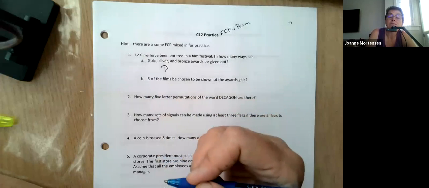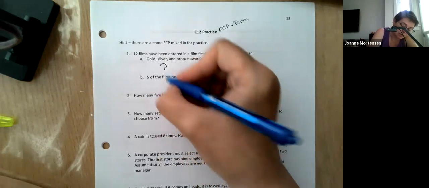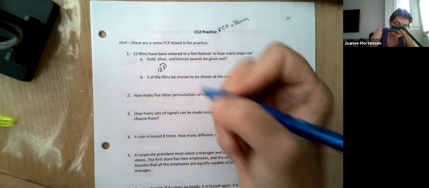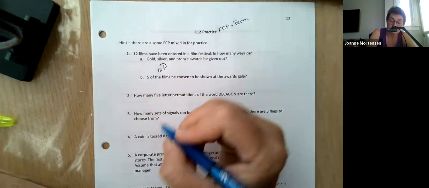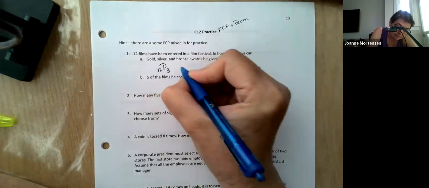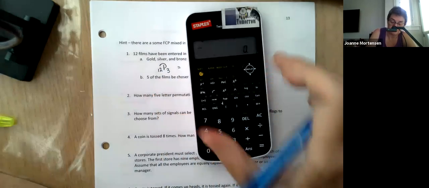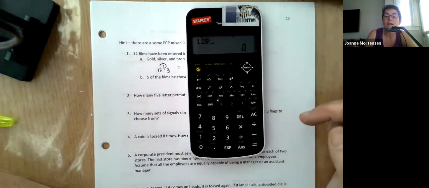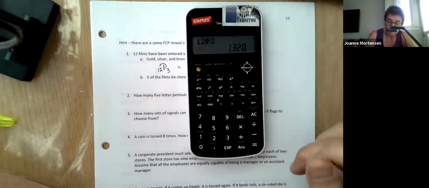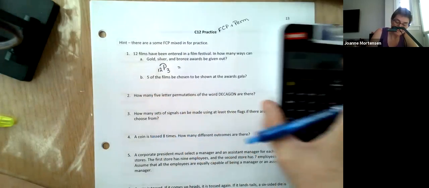How many films do we have to pick from? All right, 12. That's going to be our first number. That's our N. And how many are we actually awarding? 3. Okay. 1,320.